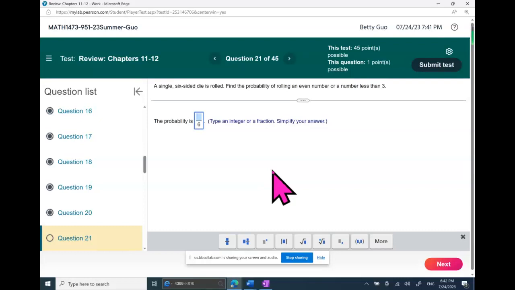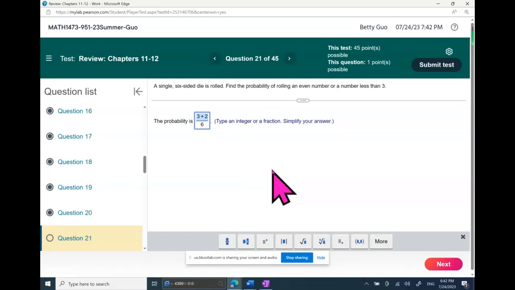Among the 6 outcomes, how many of them favor the first event? How many of them are even numbers? 3 of them are even numbers, right? Put the 3 there and the plus. And among the 6 outcomes in total, how many of them favor the second event? How many are less than 3? You have 6 numbers, 1, 2, 3, 4, 5, 6. 2 of them are less than 3, so 1 and 2.